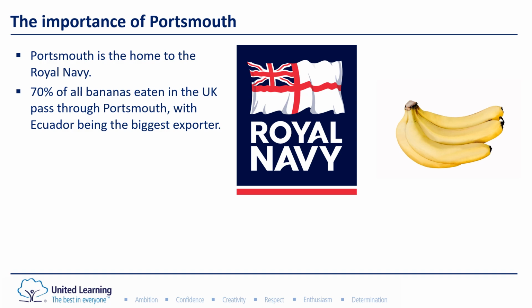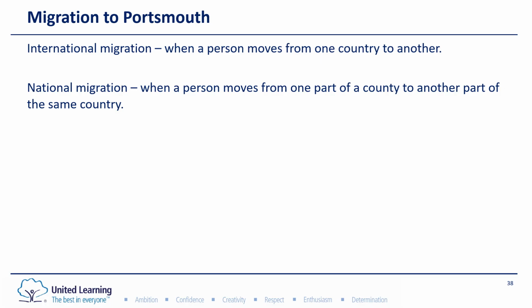Okay, but Portsmouth as a city is going through a lot of transition and change. Okay, the change in Portsmouth is being caused by migration. We have international migration, which is when people from overseas move to Portsmouth, and national migration, which is when people from the United Kingdom move to Portsmouth, the city.